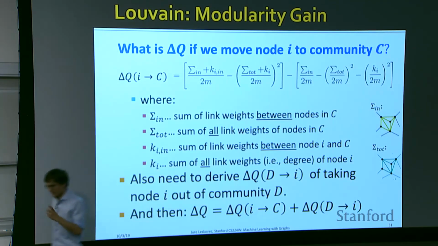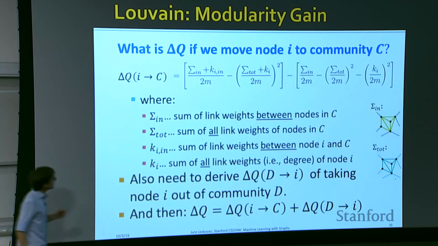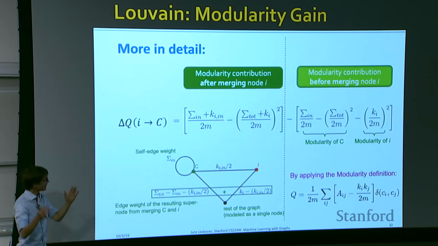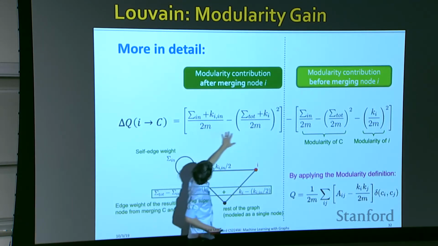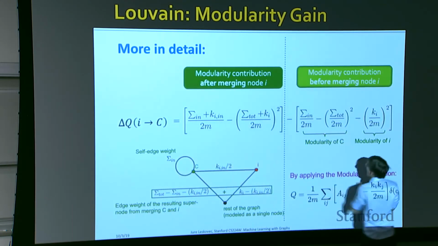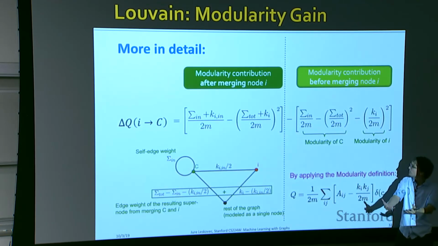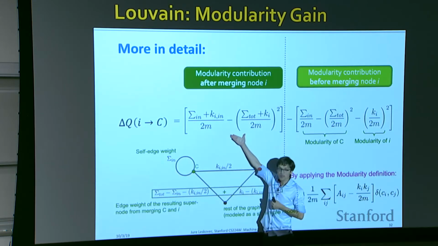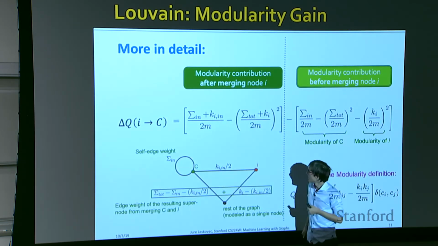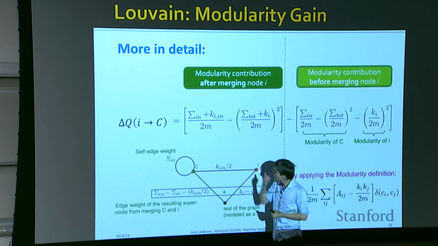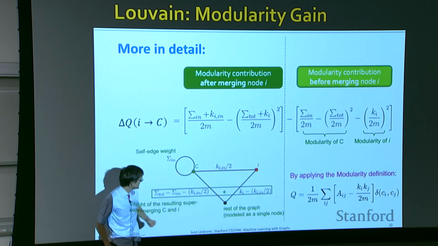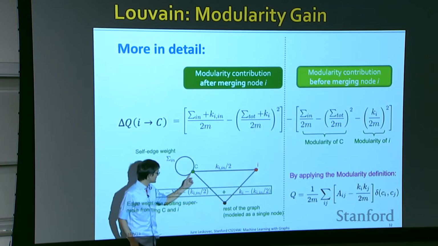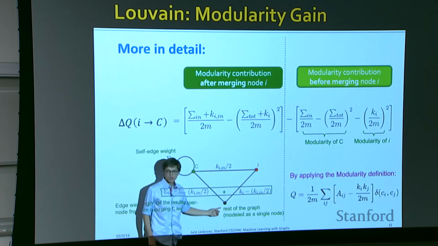Okay? That's the idea. Now, a bit more insight into how you derive this. The equation has two parts: the modularity contribution before, which is the modularity before I put node I into the community C, versus the modularity after I have put it into C. The way you can derive this is to think that there are only three things you need to reason about: the node, the community, and the rest of the graph.